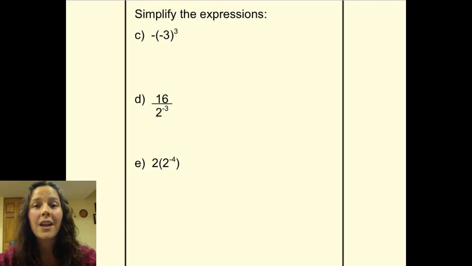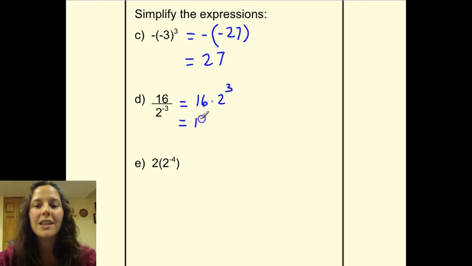Now we're going to simplify expressions with a numeric base instead of a variable base. So using our exponential rules again, this time we're going to take what's inside the parentheses and cube it before we multiply by that negative on the outside. Negative 3 times negative 3 is 9, times negative 3 is negative 27, and the opposite of negative 27 is 27. For part D, I'm going to flip that 2 to the numerator, so we have 16 times 2 cubed. 2 cubed is 8, and 16 times 8 gives us 128.